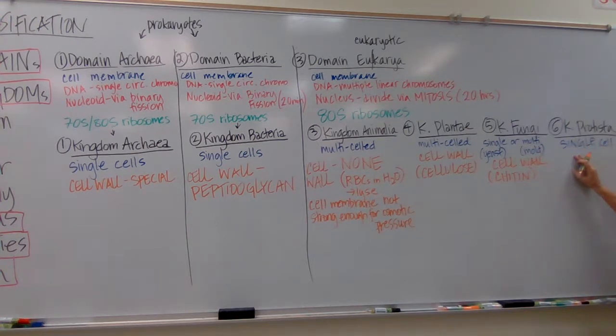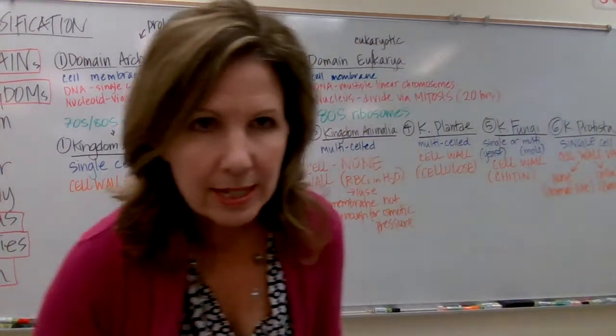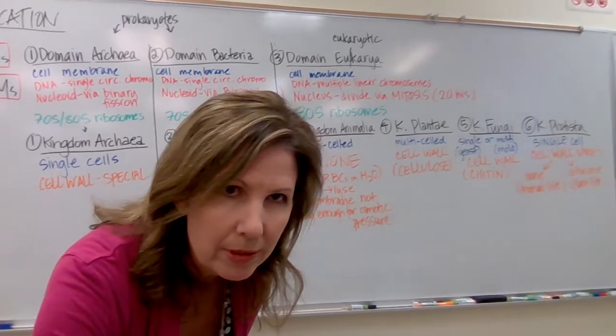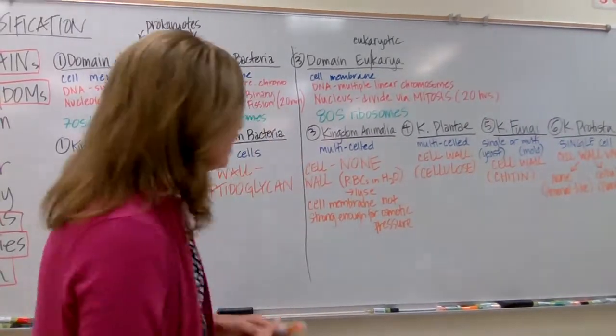When we get to the kingdom Protista, the cell wall varies. And it's going to vary between none, that would be your animal-like protistan, or it may be your plant-like protistan. Can you see that? I think so. Just put that down a little bit.